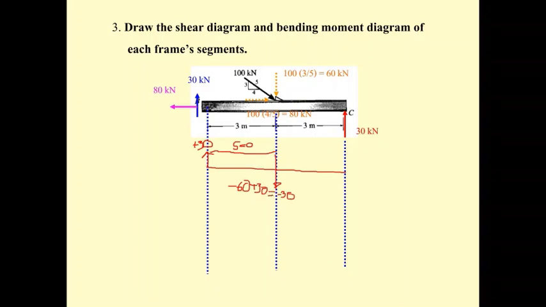Okay, and then no uniform distributed load. The shear is equal to 0, and this one is constant, and then over here you get this one for the 30. So that is going to be the shape of the shear diagram.